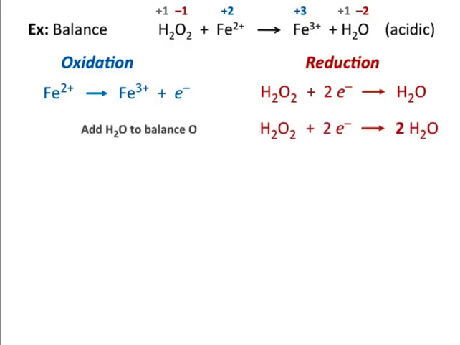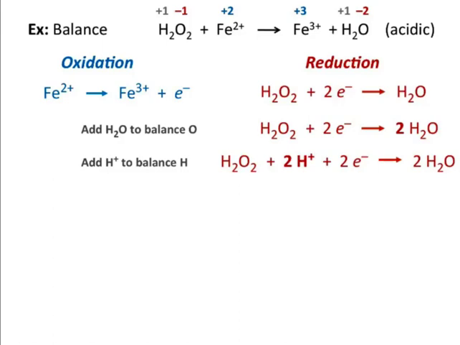And the way we balance oxygen, remember, is we add water. So we can add 1 water molecule to the right side, and then now we have 2 oxygen atoms on both sides. All right, so we've done the oxygen. Now we gave ourselves a new problem, though. Now there's 4 hydrogens on the right and only 2 on the left, so we need to balance the hydrogen.